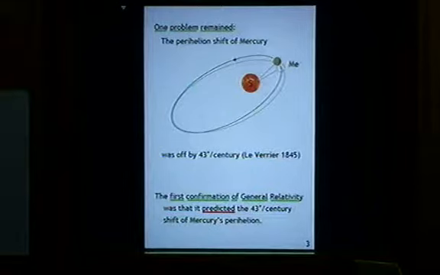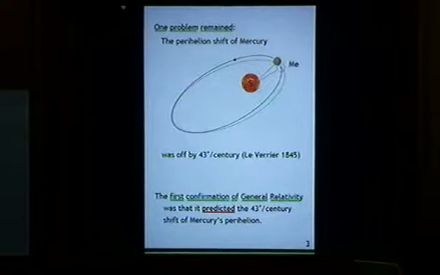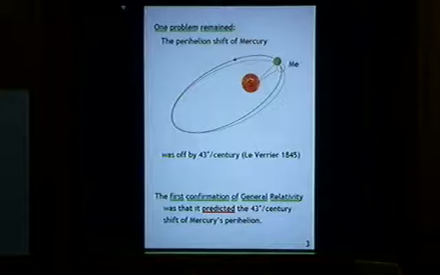Already in the 1840s and 1850s, astronomers had telescopes that were accurate enough to measure this. They could measure angles very accurately, and they saw this, and they couldn't explain it. To us, that looks like a small deviation, 43 seconds per century, but it bothered the astronomers. It was too big. The first confirmation of Einstein's theory of general relativity was that it predicted this 43 seconds per century shift of Mercury's perihelion. So the theory has to be great if it could predict such a tiny deviation.